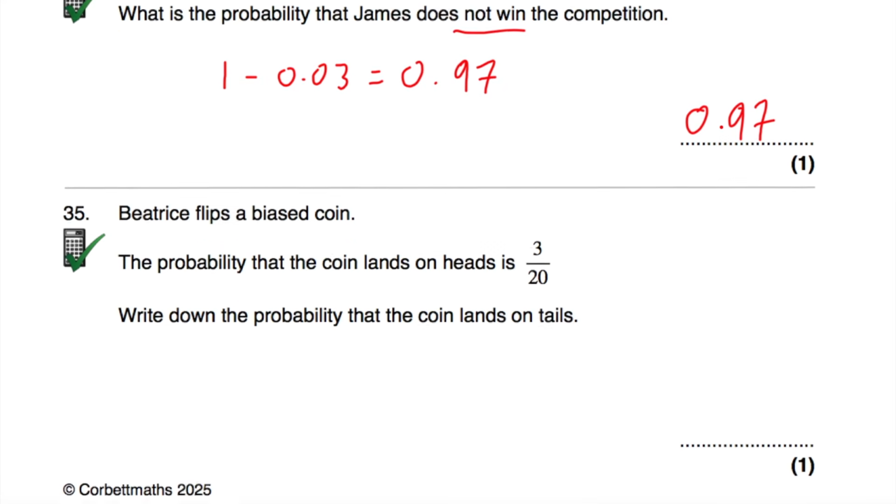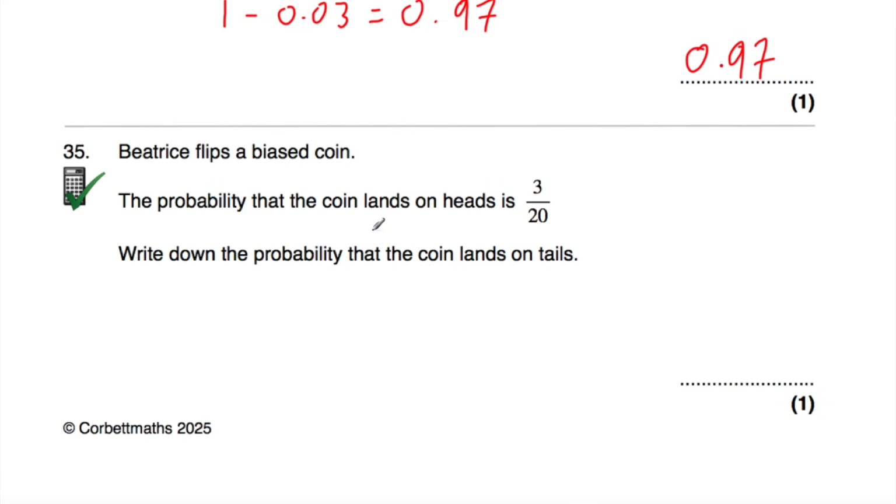Okay, let's look at our next question, question number 35. Question number 35 says that Beatrice flips a biased coin, and the probability that that coin lands on heads is 3/20. And we're asked to write down the probability that the coin lands on tails. So again, the probability that it lands on heads and the probability that it lands on tails will add together to be 1. So we could just do 1 take away 3/20.